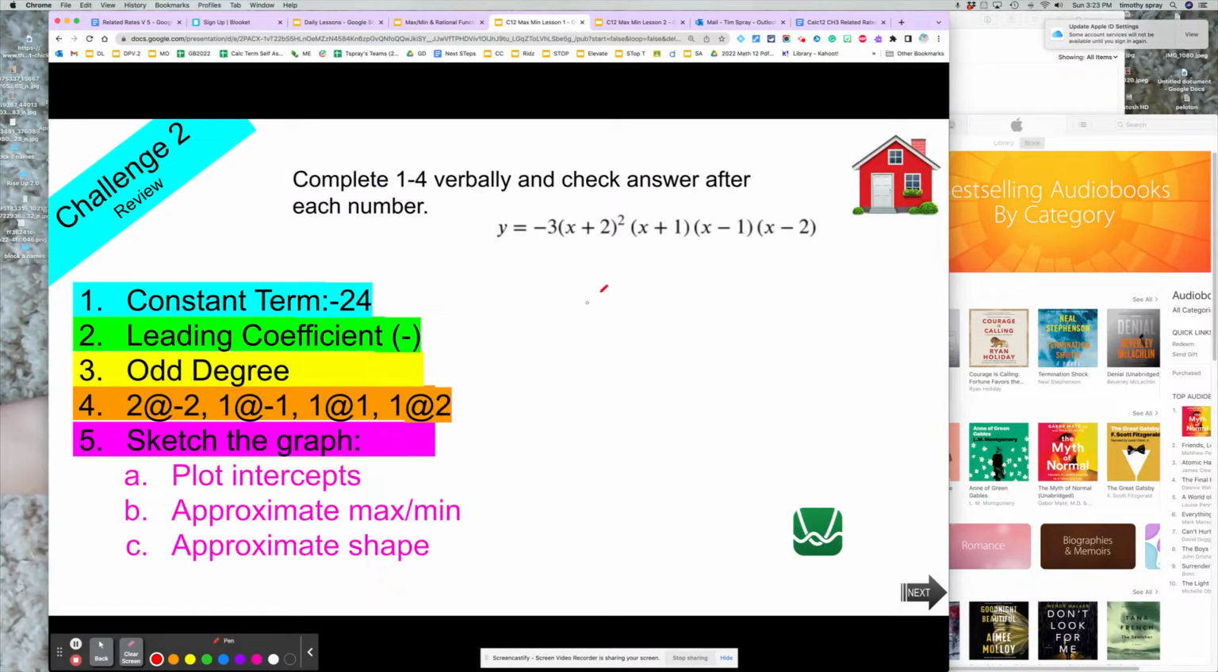Pause the video and sketch this to the best of your ability, and then we'll come back and chat about it. All right, let's take a peek. We know that the x-intercepts are -2, -1, 1, and 2.